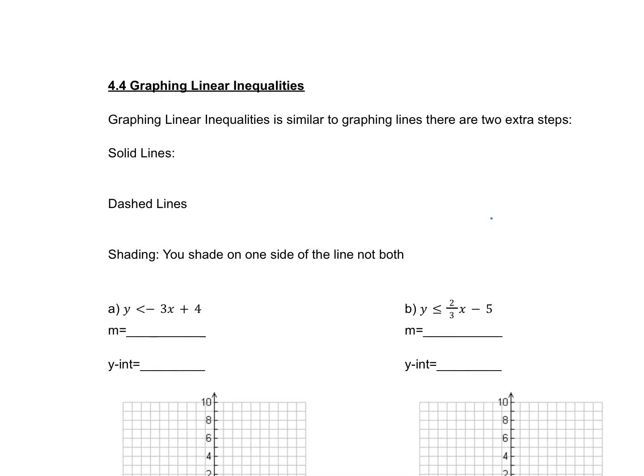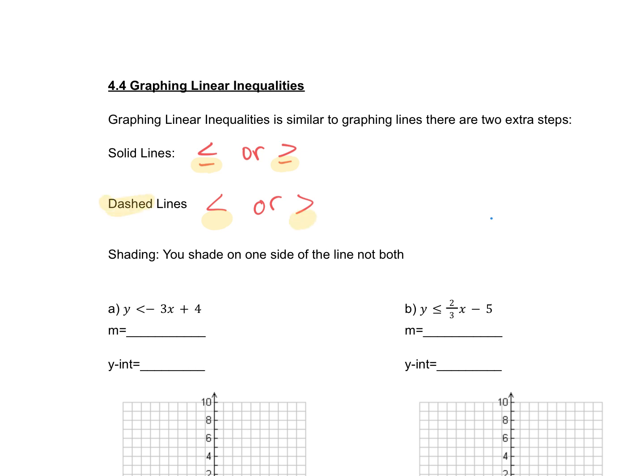It is going to be a solid line if you have a less than or equal to symbol or greater than or equal to symbol. So that's a solid line. And then it's going to be a dashed line if it's a less than or greater than. One way to remember this is if there is a line underneath the greater than or equal to or less than or equal to, that means it's going to be a solid line. And if there's nothing underneath, that's whenever it's a dashed line.